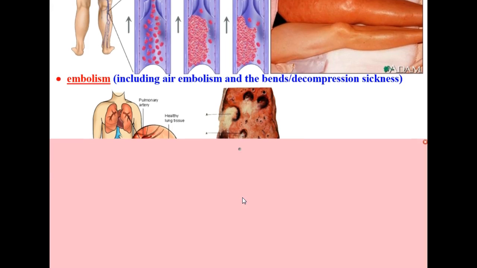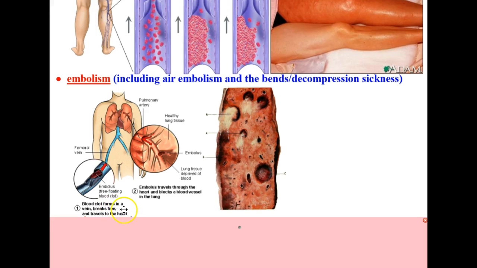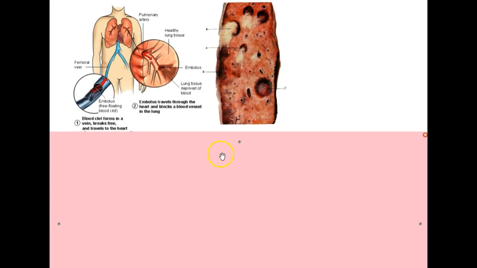Embolism. These include air embolisms and the bends, or decompression sickness. This forms when a blood clot forms in a vein, breaks free, and travels to the heart. And the embolus travels through the heart and blocks a blood vessel in the lung. Okay. These, of course, are also very dangerous and can be fatal as well.